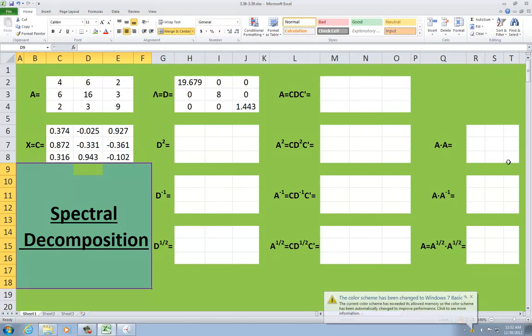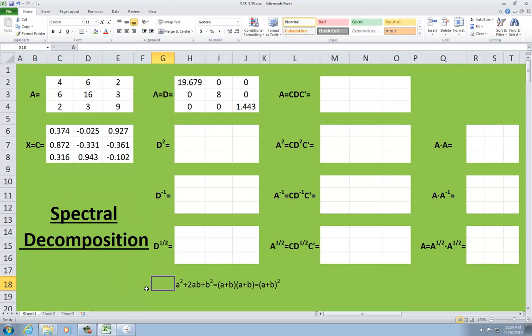So, decomposition is the process of finding the roots of a matrix or factoring it. It is the matrix analog of finding the roots of a polynomial such as this one here. A squared plus 2ab plus b squared, we can easily factor into a plus b times a plus b, which is just a plus b squared.